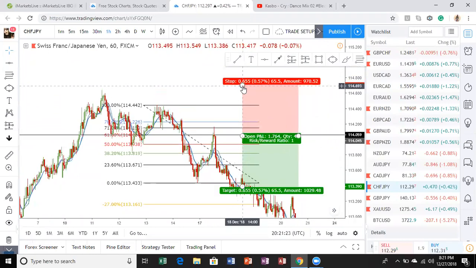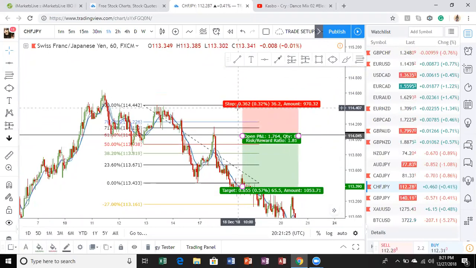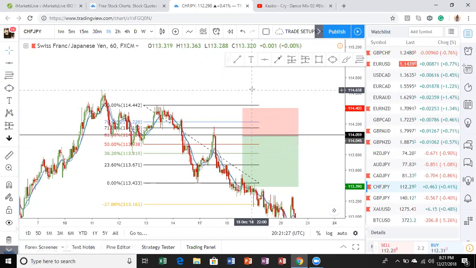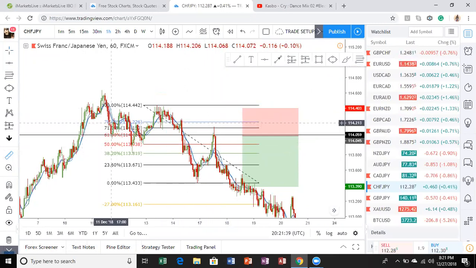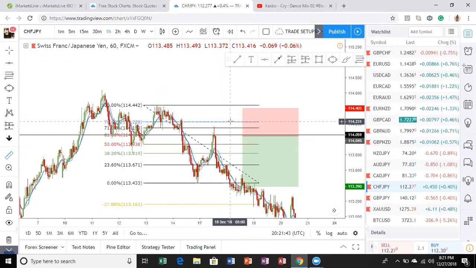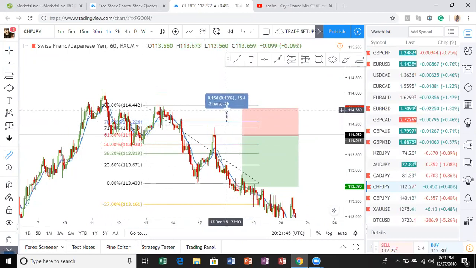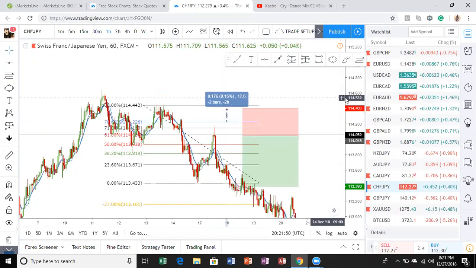Okay, perfect. So risking about 35. The reason why I risk 35 to 40 pips is that it depends on what pair I'm trading, or depends on how the market structure is. I always like my stop loss to be at least 10 to 15 pips away from this 78 on the fib level. This is well over 10 to 15 pips, so that makes it valid.